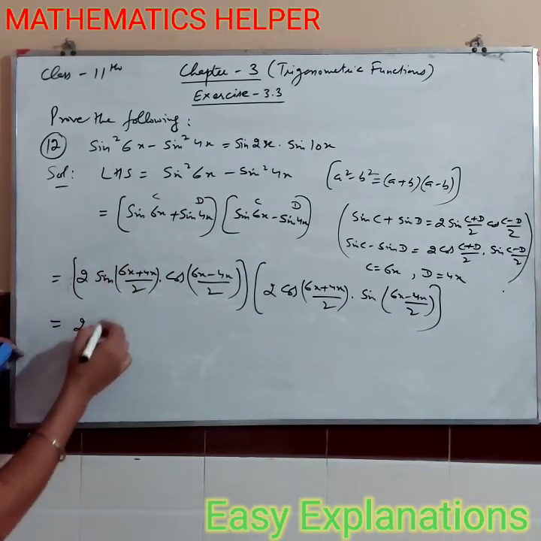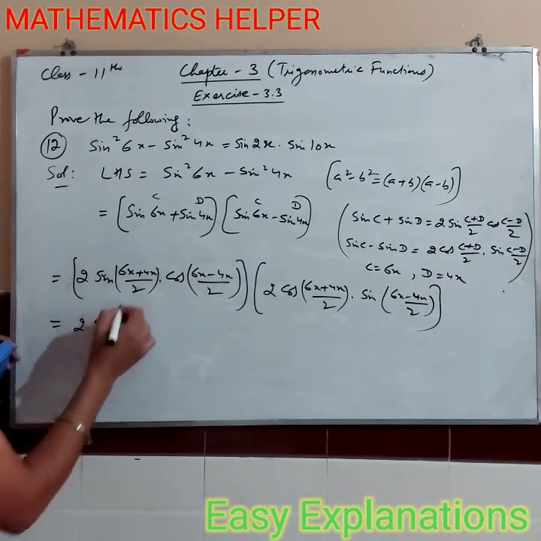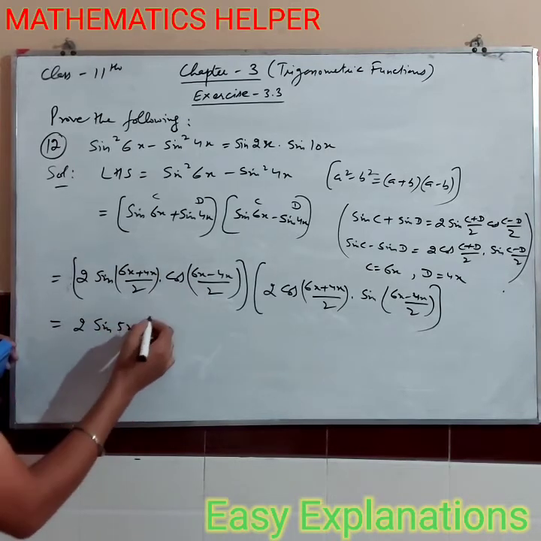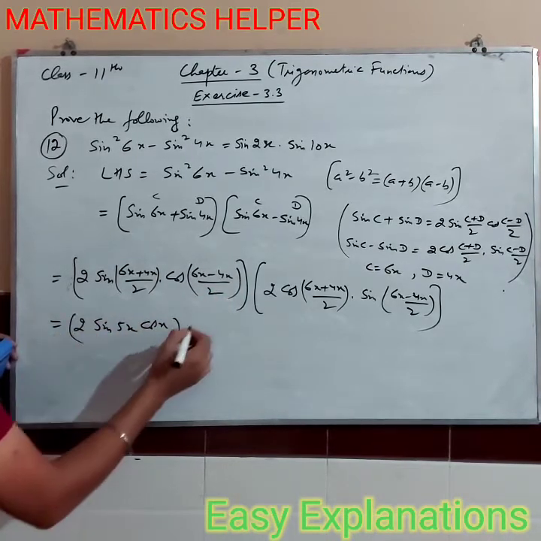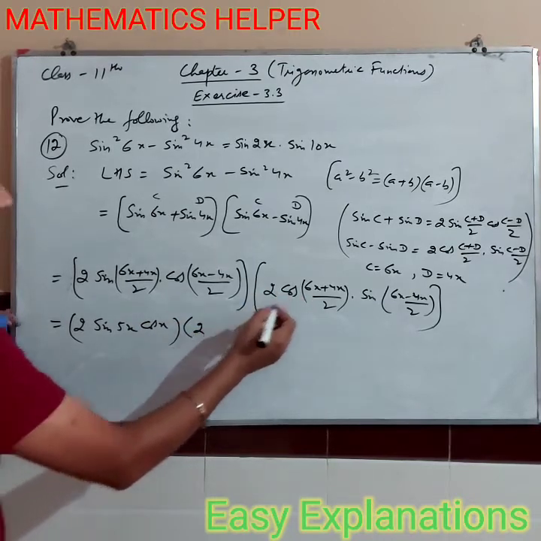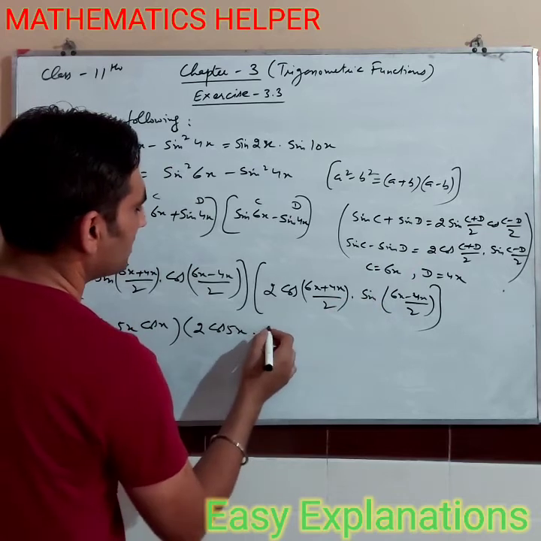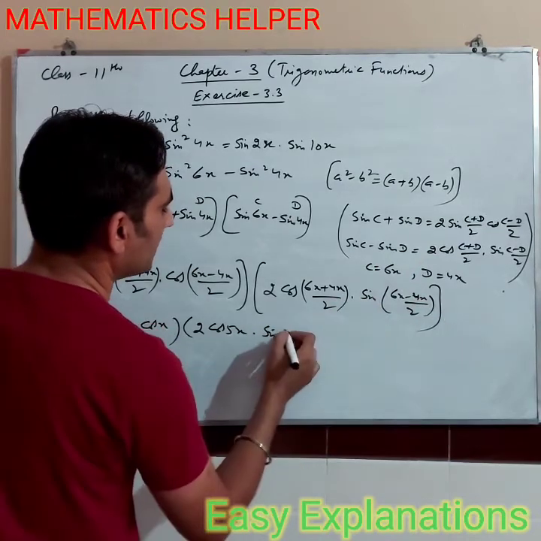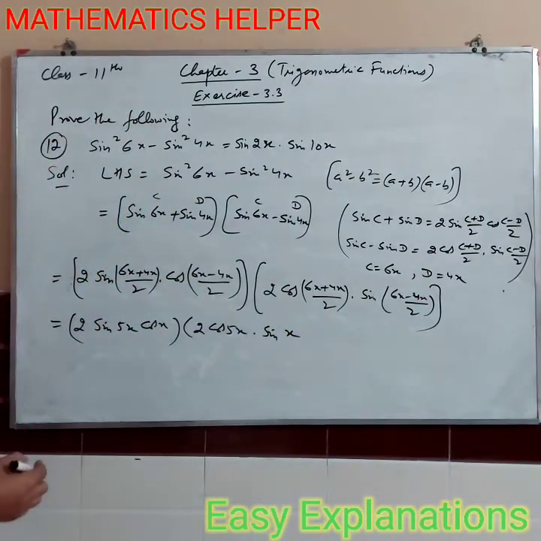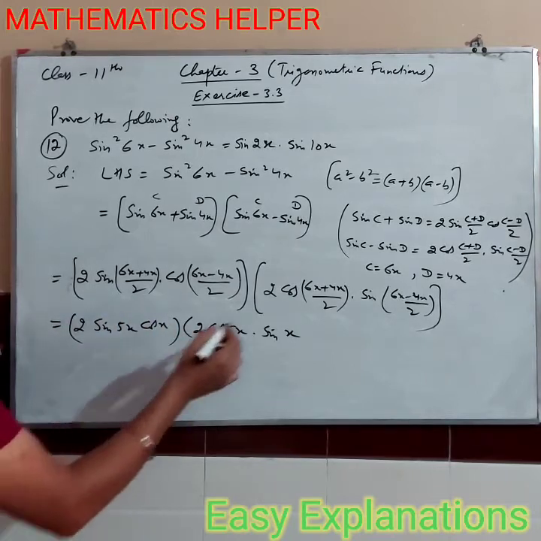It is 2 sine. This is 10 over 2, 5x. 2x over 2 will give cos x. And the last one, this 2 cos 10x over 2 will give cos 5x. And sine 2x over 2 will give sine x. So we have situation like this. Now we have to rearrange all these.